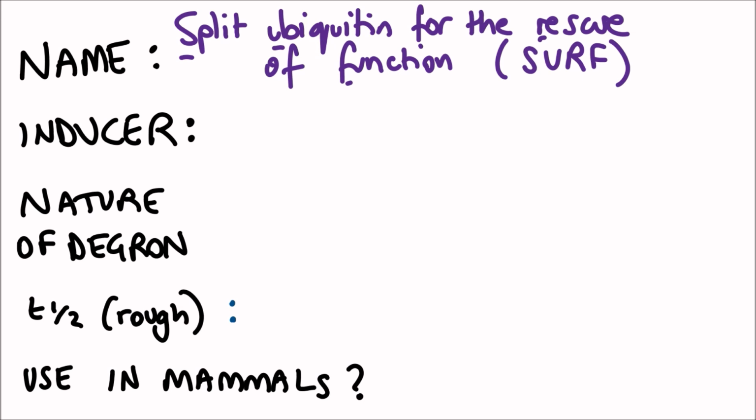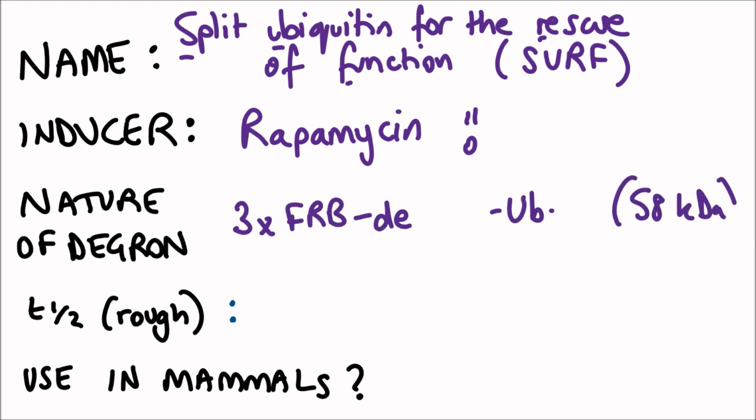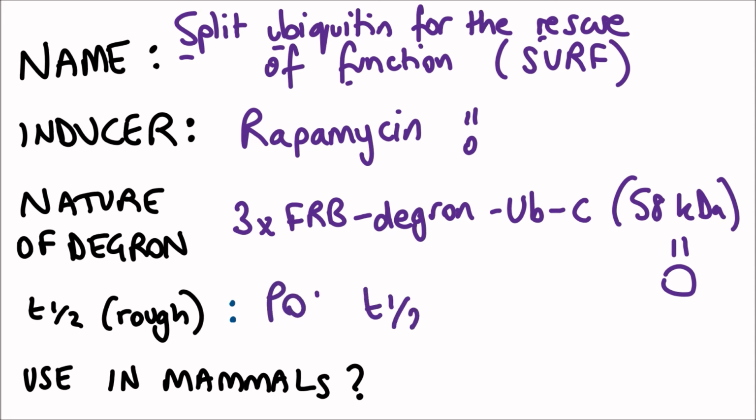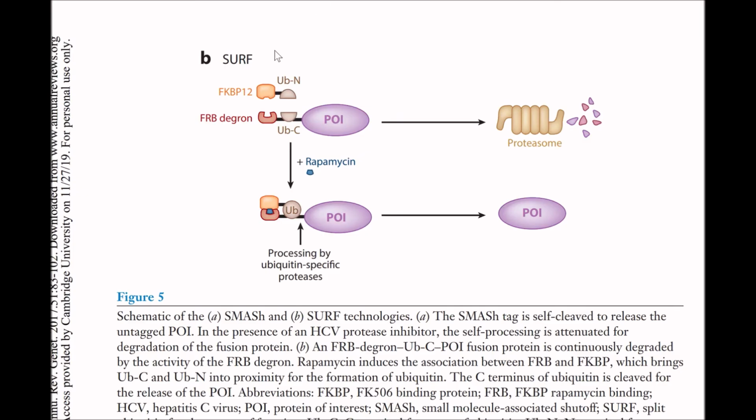SURF stands for split ubiquitin for the rescue of function. The nature of this degron is quite complicated, so I'll explain it in a second. But the key point is that the inducer here is rapamycin. So technically a small molecule, but it also depends on an additional protein as well. And the half-life differs again because it just depends on the protein itself, as I'll explain in a second, but it can be used in mammalian cell lines, so happy days.